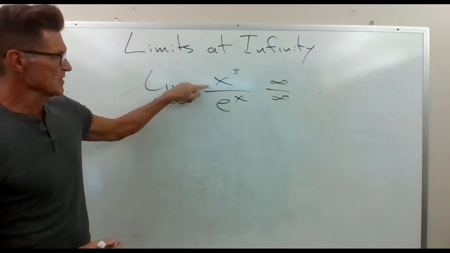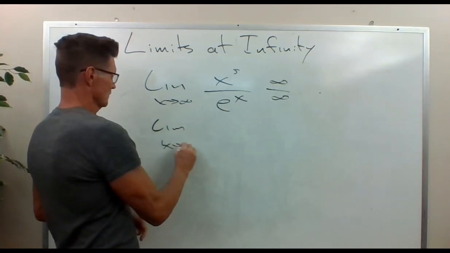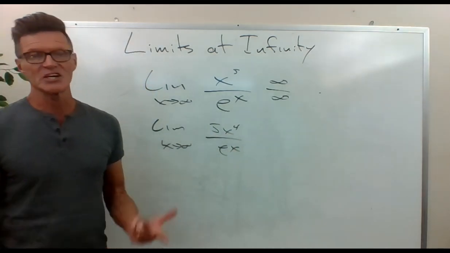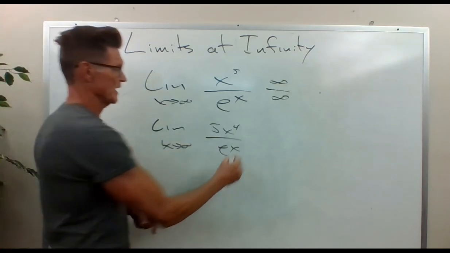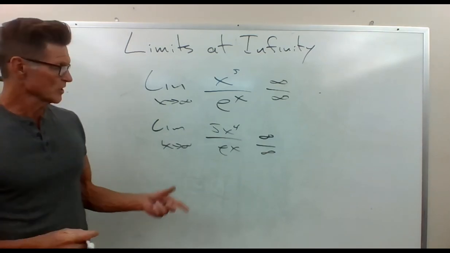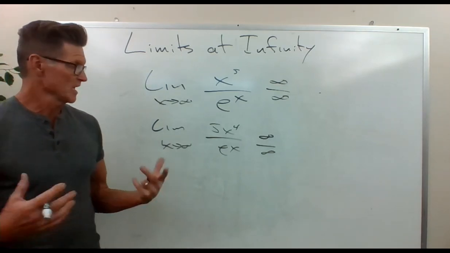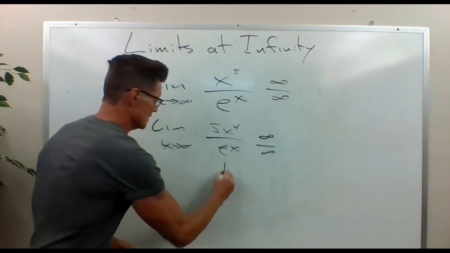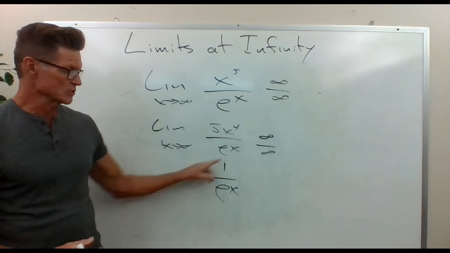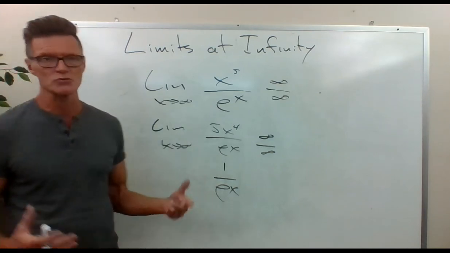So we would end up with 5x to the 4th over e to the x. Well, we get the indeterminate form again, infinity over infinity, so we can apply L'Hopital's rule again. And as you're going to see, we're going to apply L'Hopital's rule over and over again until we get to a point where we can actually evaluate the limit, which is when we get it down to the form 1 over e to the x. And so as the denominator is getting infinitely large, this whole thing is approaching 0. There's got to be a better way of figuring that out without going through L'Hopital's rule about 5 times.